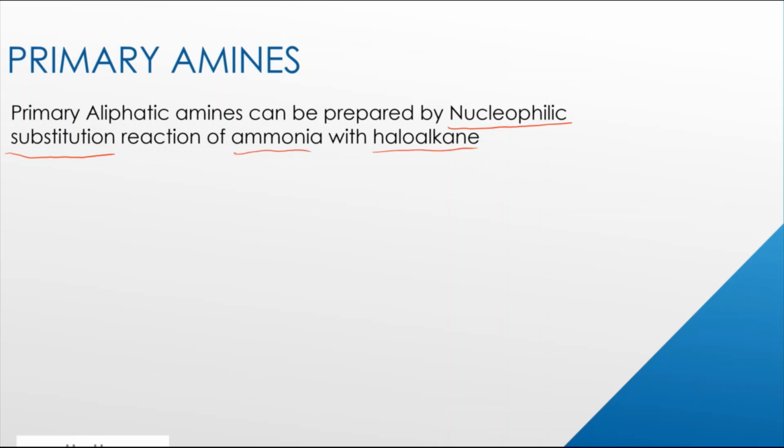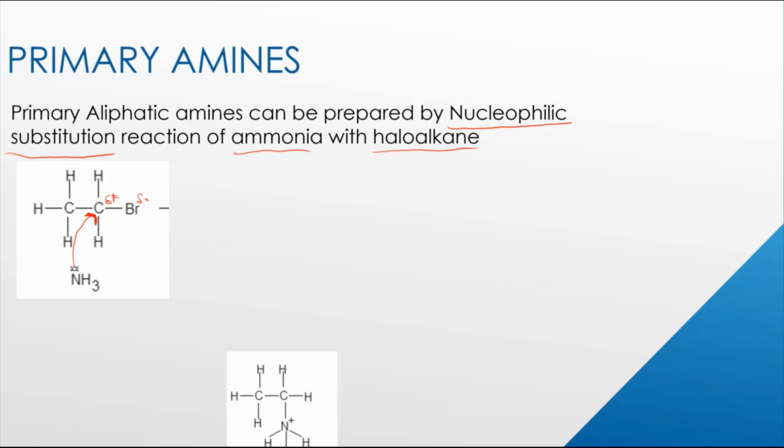So looking at my haloalkane, so I've got bromoethane in this case, and I've got ammonia. So what would happen now? So the carbon which is bonded to the bromine would be delta positive, because bromine is more electronegative than carbon. So now what would happen is the lone pair from the nitrogen would be attracted to that carbon which has a delta positive charge, and this would end up forming a bond.